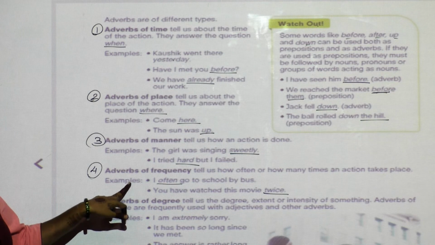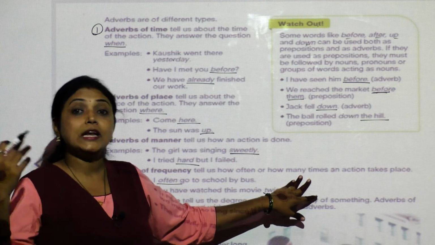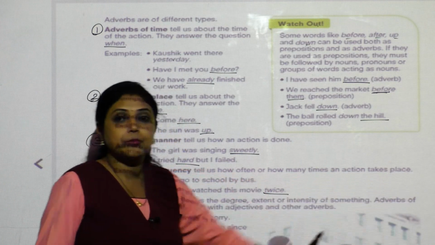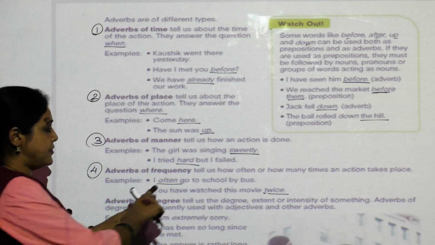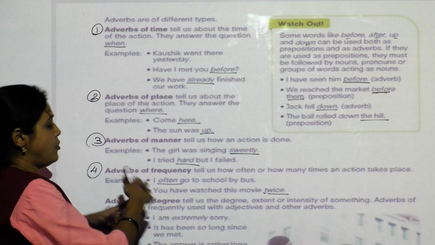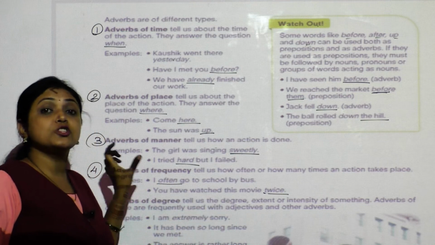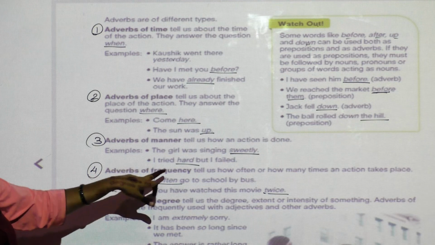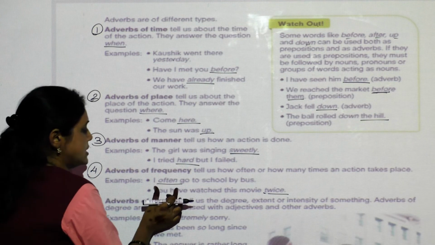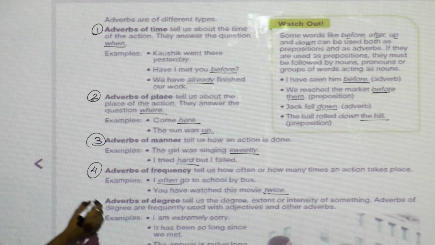So in these adverbs of frequency, it tells us how often and how many times the action has taken place. See here, how many times has the action taken place? Twice. And here, how often? I often go to school by bus. So this is the frequency which tells us the adverbs of frequency. These words are the adverbs of frequency. Next, adverbs of degree.